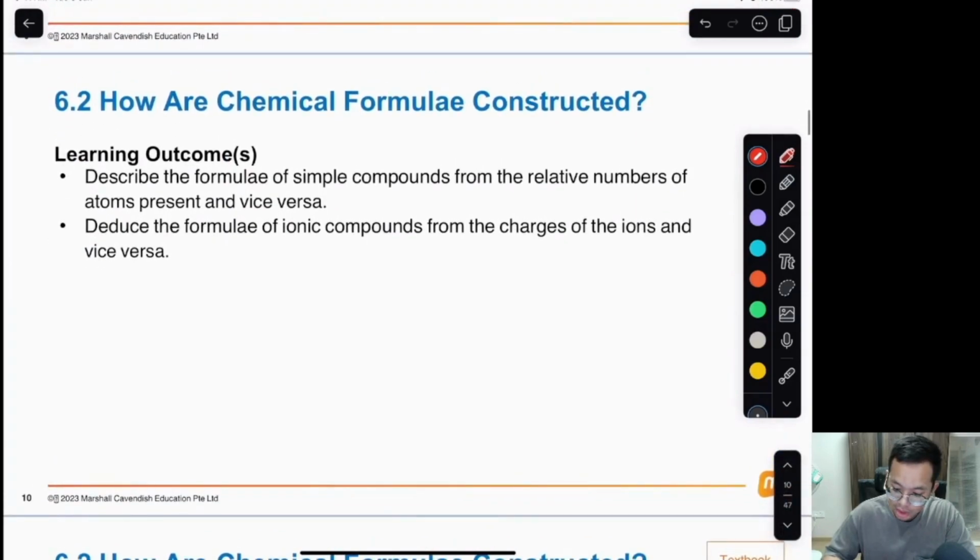So in this second part, we are going to be describing the formula of simple compounds from the relative numbers of atoms present and vice versa, and also deduce the formula of ionic compounds from the charges of ions and vice versa.